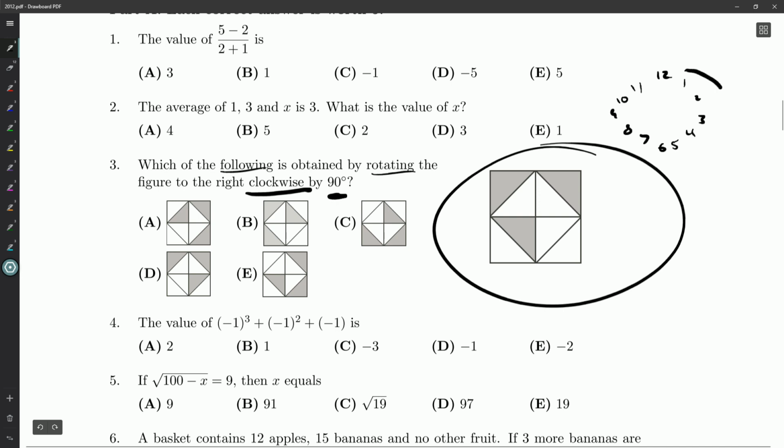So the order of the numbers going around, that's clockwise. And then anti-clockwise or counterclockwise is counting down with the numbers. Okay? So we do need to know what clockwise is.